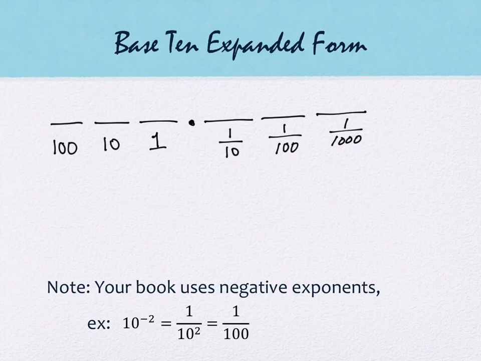Your book is going to tell you that 100 is 10 squared, which it is, that 10 is 10 to the 1, that 1 is 10 to the 0, that 1/10 is 10 to the negative 1, 1/100th is 10 to the negative 2, and 1/1000th is 10 to the negative 3. Those are correct statements. There's nothing wrong with them. The problem that I have with them from an educational perspective is that I feel like you lose the whole point of the place value.